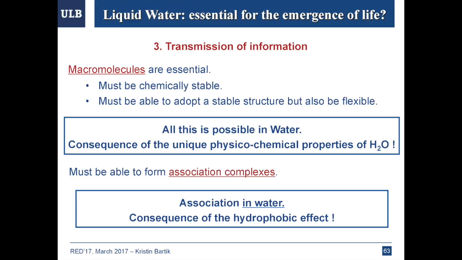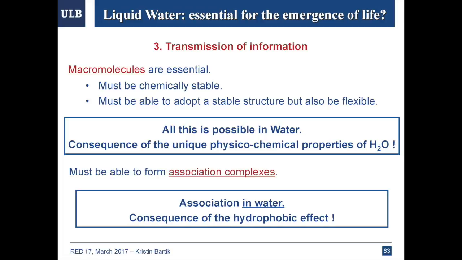Third condition I mentioned was this possibility of the transmission of information. Now, to have transmission of information, you need some form of macromolecules. And I'm not saying it has to be protein, and I'm not saying it has to be DNA, and I'm not saying it has to be RNA, although when we're talking about evolution now, if we really want to go back, you need some form of macromolecule to be able to give this transmission of information.